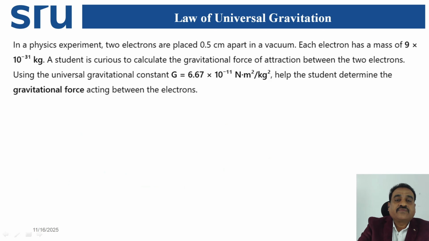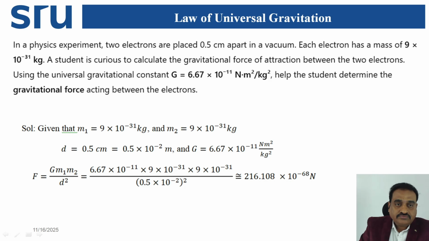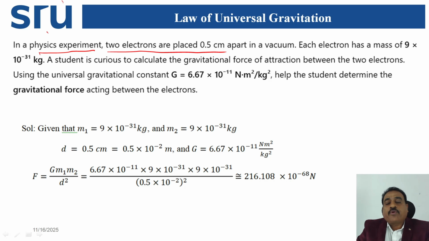Coming to another formula, another problem. In a physics experiment, two electrons are placed 0.5 centimeters apart in a vacuum. Each electron has a mass of 9 × 10^-31 kg. A student is curious to calculate the gravitational force of attraction between the two electrons using the universal gravitational constant, G equal to 6.67 × 10^-11 Newton meter square per kg square. Help the student determine the gravitational force acting between them.